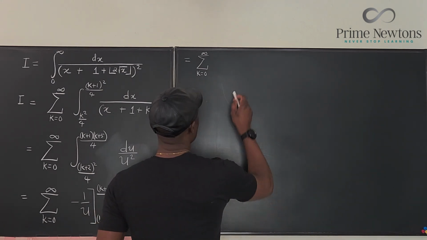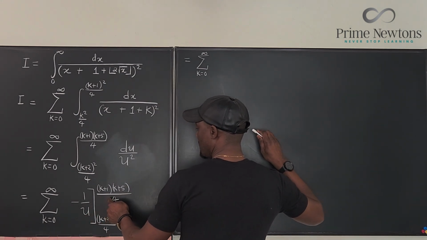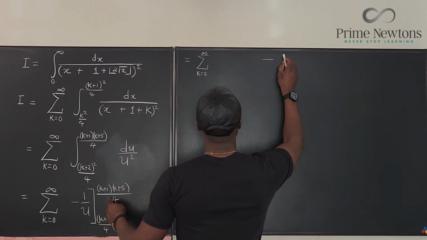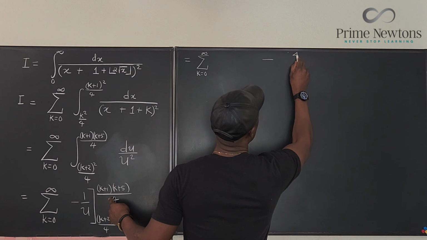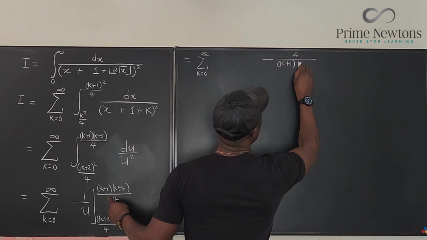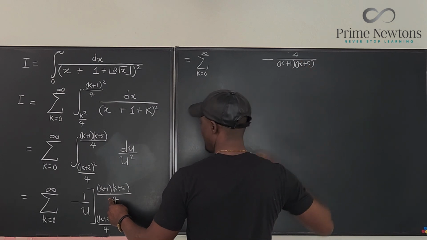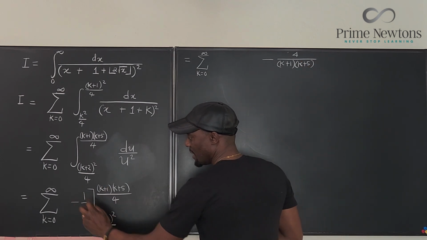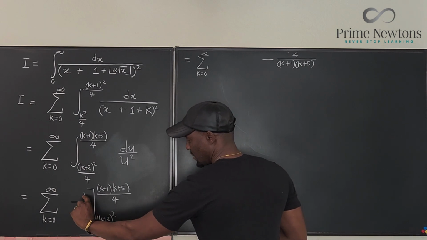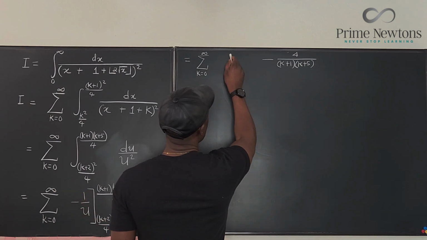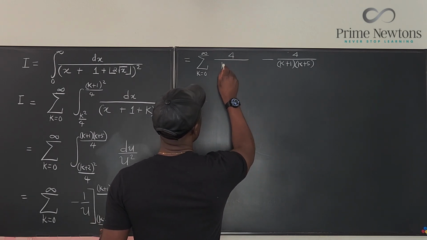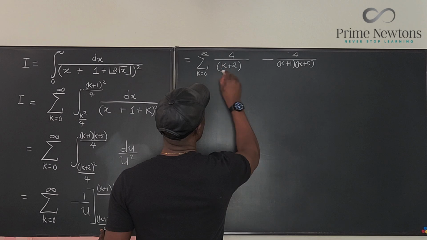So you're going to end up with a minus sign. It's going to be minus 4 over k plus 1, k plus 5. That's what you get. Now if you plug this in, the minus minus is going to cancel, so this becomes the positive one. If you plug this in, it's the same thing, it's going to flip. So this is going to be 4 over k plus 2 squared. That's it.